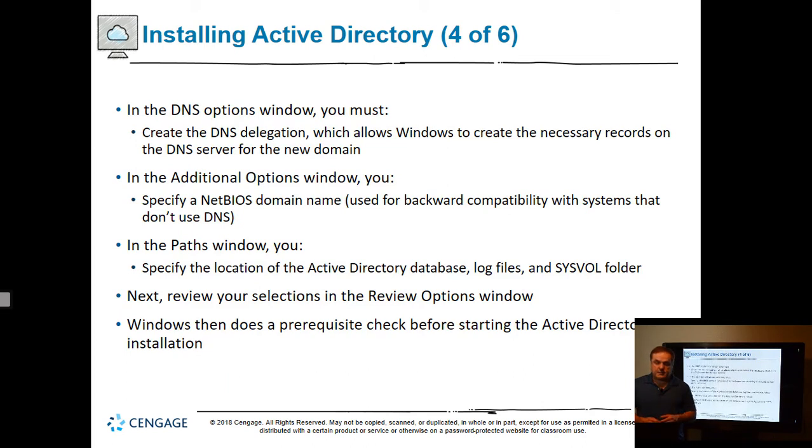In the DNS options window, you must create the DNS delegation, and that allows Windows to create all these different records that are needed for the new domain. You also need to specify a NetBIOS name, and that's for backwards compatibility. So it's not really just for backwards compatibility, it's also for when you put your username and password in.